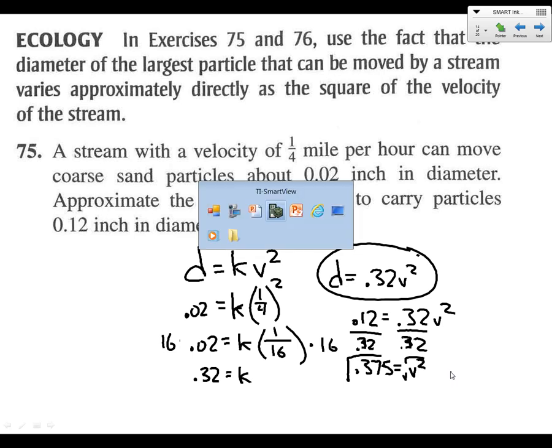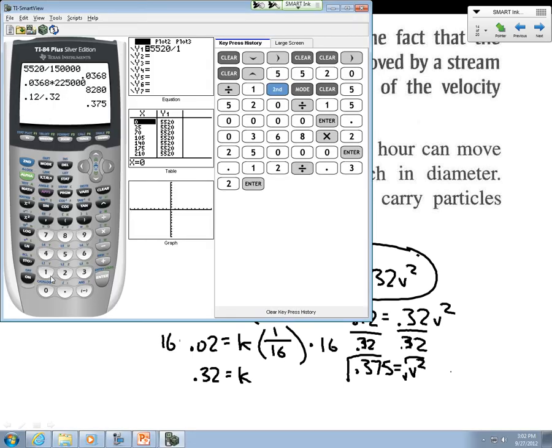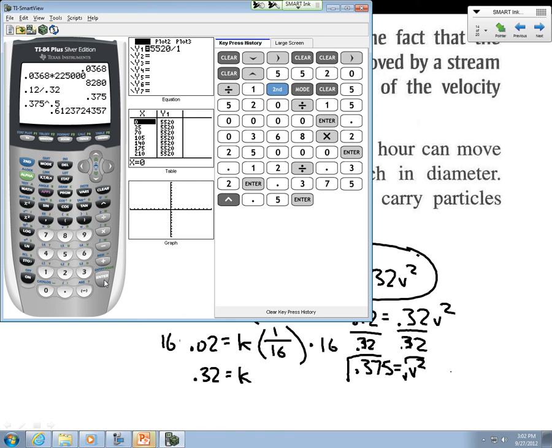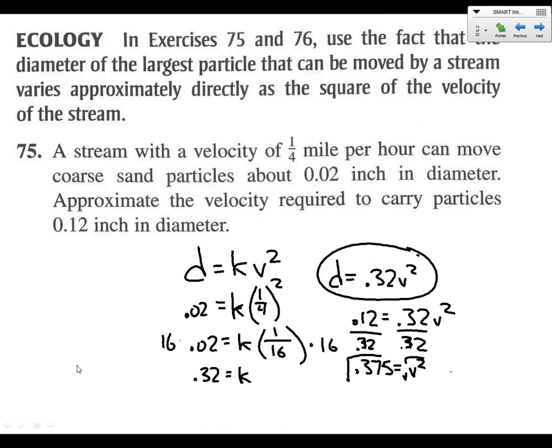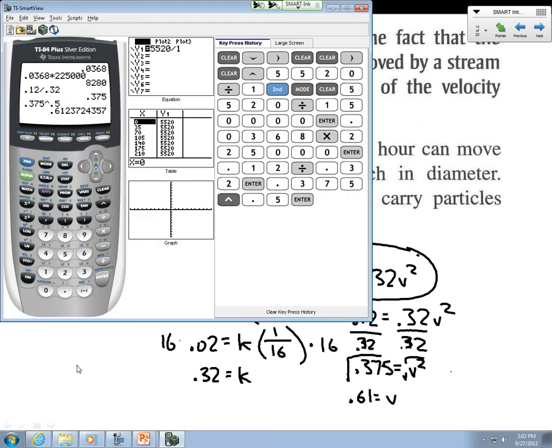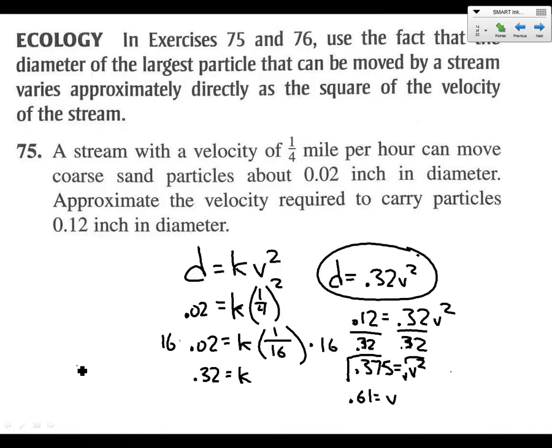Let's go ahead and square root both sides. Come on back, calculator. There you are. Remember, square roots are the 1/2 radical, 0.375 to the 1/2, and we get 0.61 as our final answer for v. Was it 0.62? Did I round right? Nope, 0.61. So 0.61 equals v.